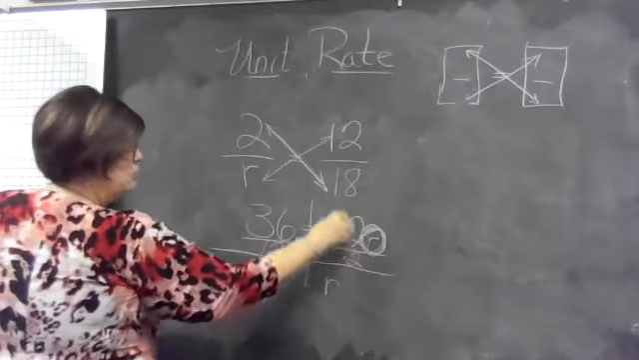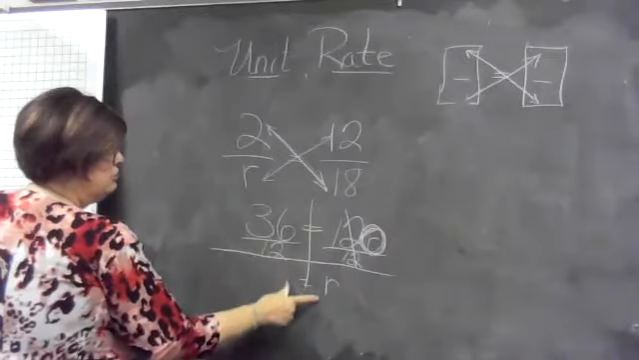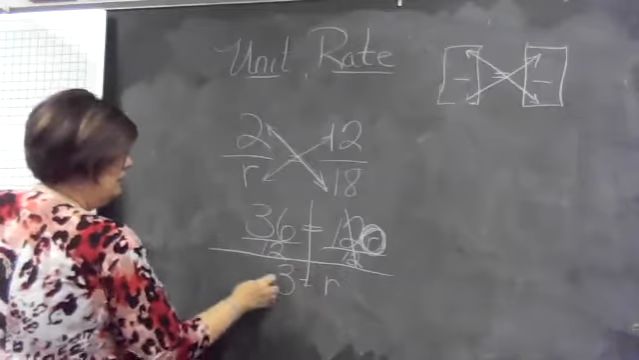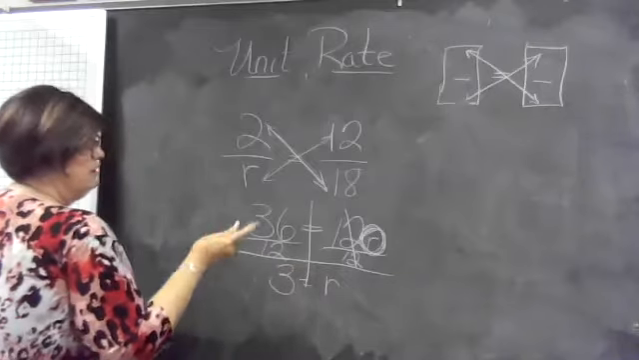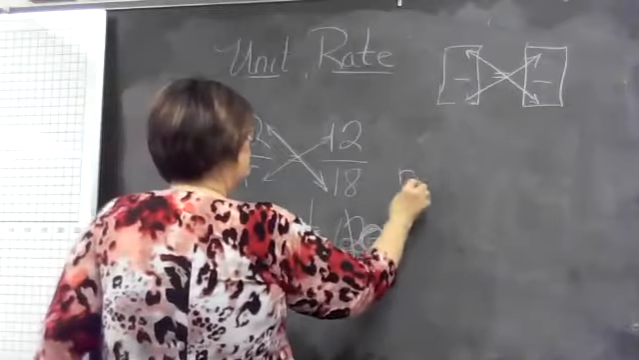12 divided by 12 will always be 1, and 1R is the same as just R. 36 divided by 12 is 3. So in this case, on this page, you will say R equals 3.